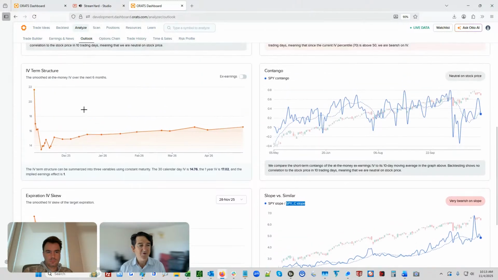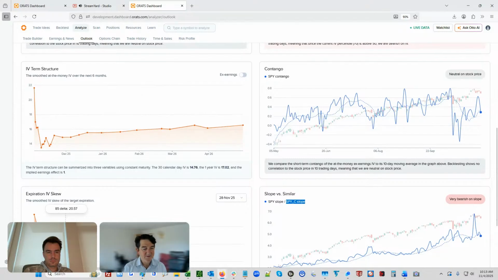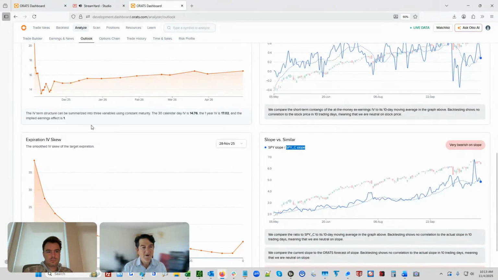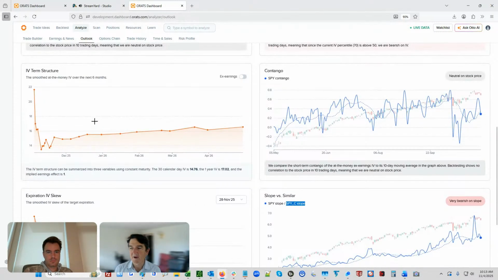There's a term structure skew here that we also look at. This is more of a calendar. This is more of a vertical trade. But still, these are two different types of skews that demand different types of strategies.